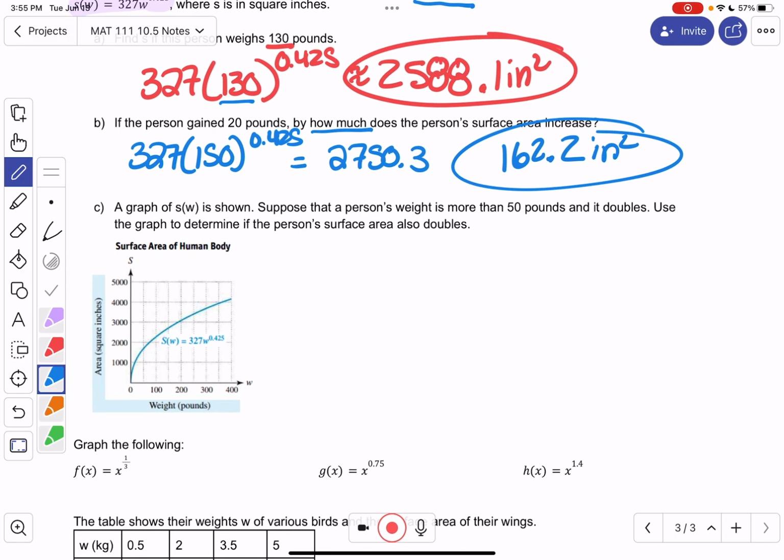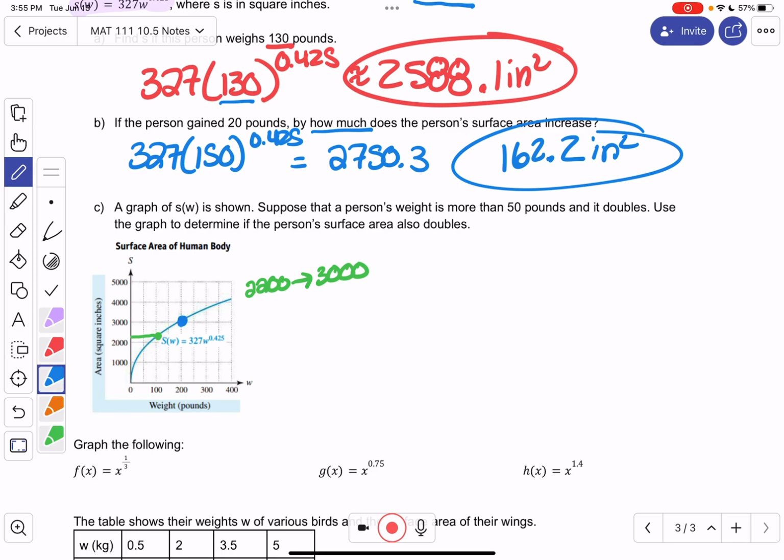All right, a graph is shown. So this is a graph of that equation. Suppose they weigh more than 50 pounds. So we're looking at some point anywhere over here. And then their weight doubles. Use the graph to determine if their surface area also doubles. So if they weigh 100 and then it doubles, they go to 200. That doubles their weight, but it goes from like 2,000 to 3,000. So I would say that didn't double.